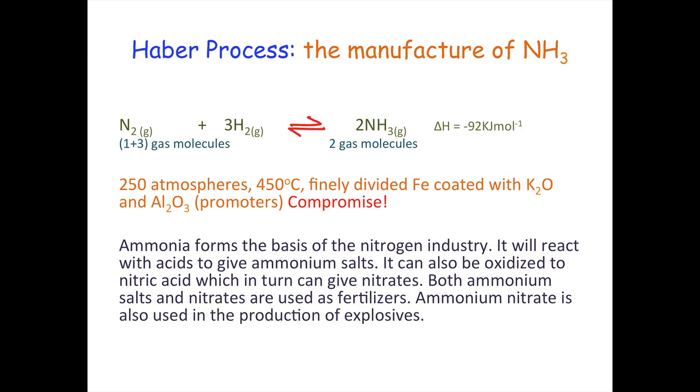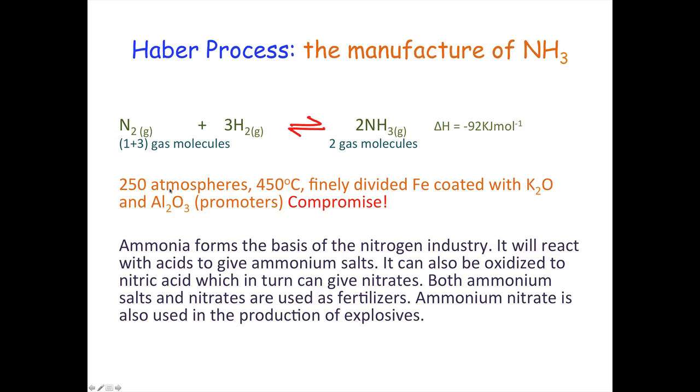So now let's look at some real-life examples here. Let's apply the knowledge that we just learned about equilibrium to some industrial processes. The first one we're going to be looking at will be the Haber process. And the Haber process is the industrial manufacture of ammonia. We are already very familiar with this equation here because we looked at it before, so we're using the same equation here.